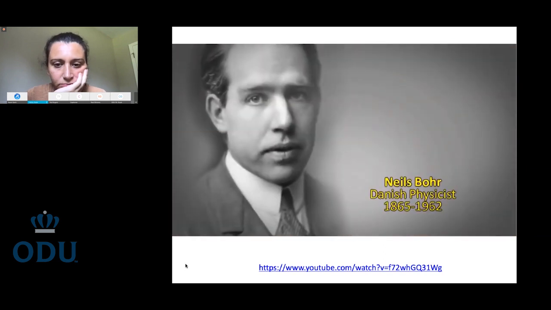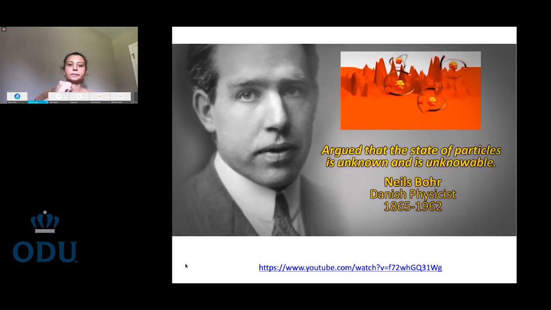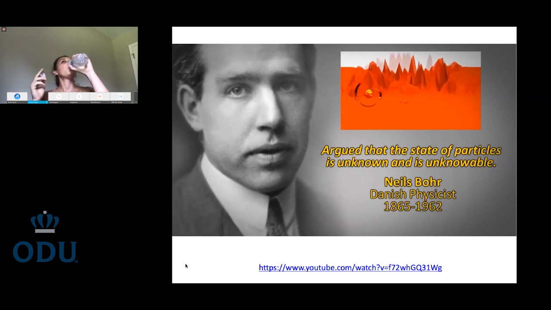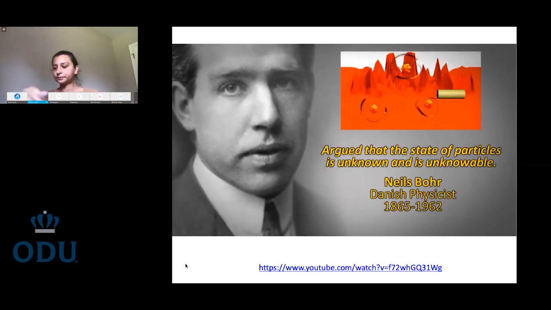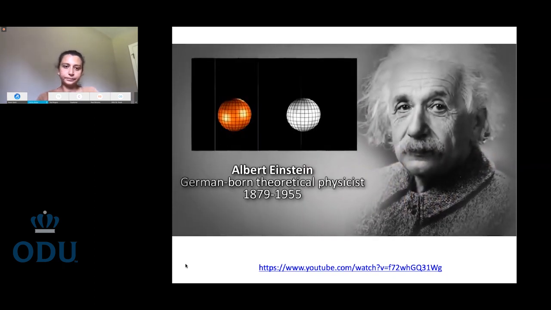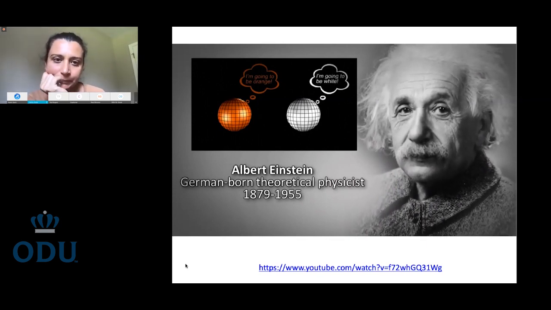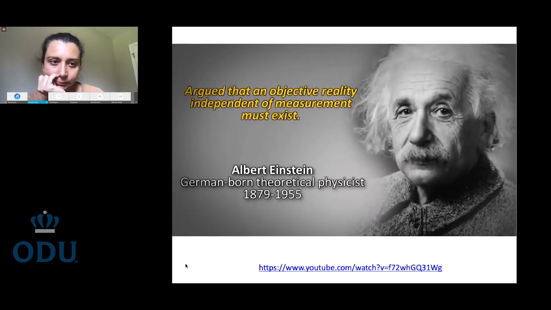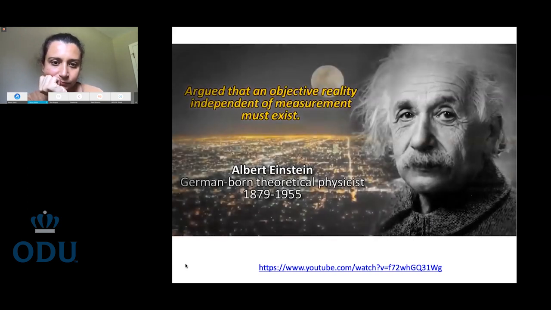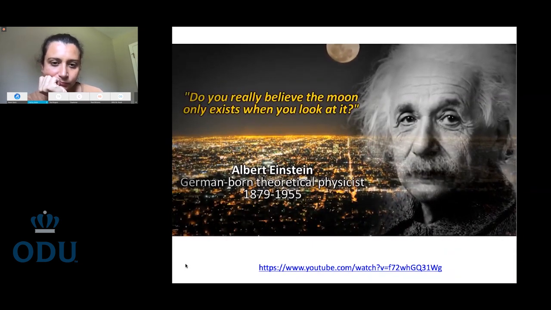Niels Bohr, one of the founders of modern quantum mechanics and the father of the Copenhagen interpretation, argued that reality, or the state of a particle at the fundamental level, was not only unknown, but was unknowable until it was measured. Albert Einstein passionately disagreed with this idea and believed that reality was knowable and that probabilities could not completely define reality, that there had to be an objective reality out there independent of measurement. He famously said in his dramatic statement, "Do you really believe the moon only exists when you look at it?"